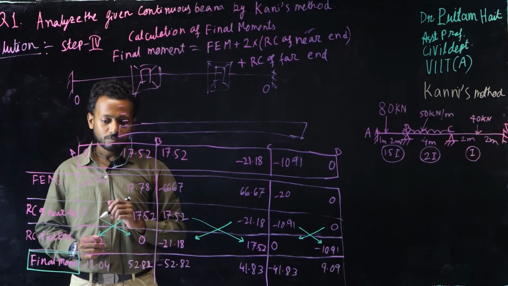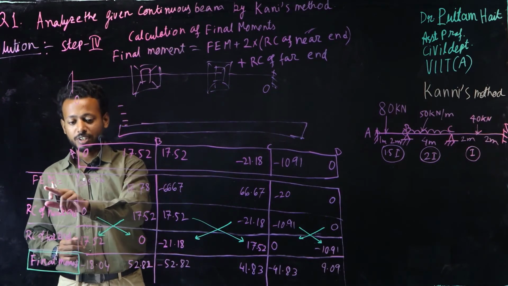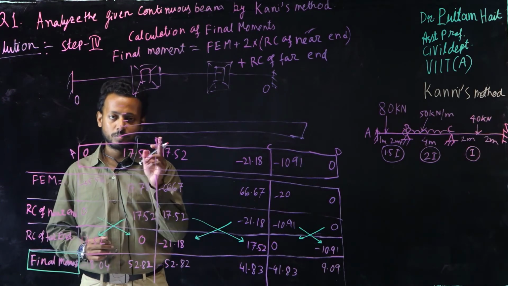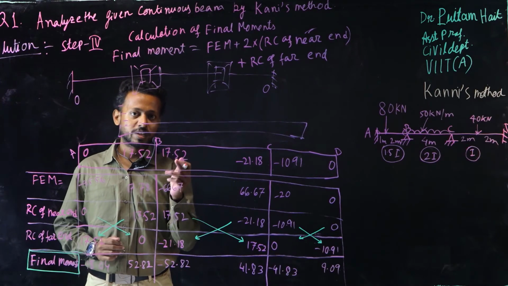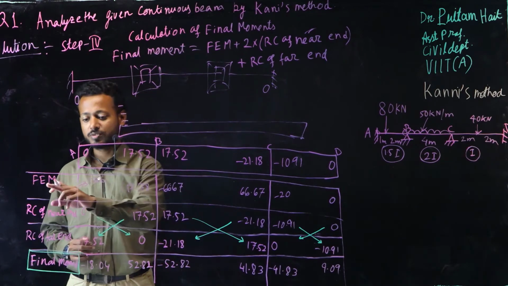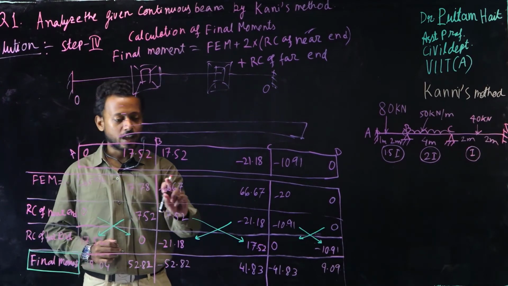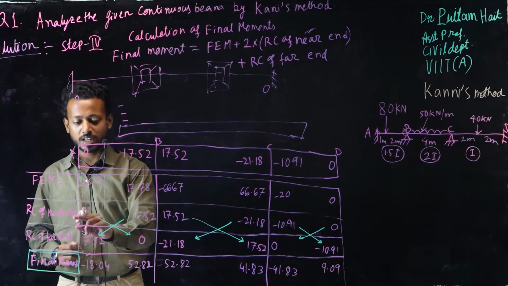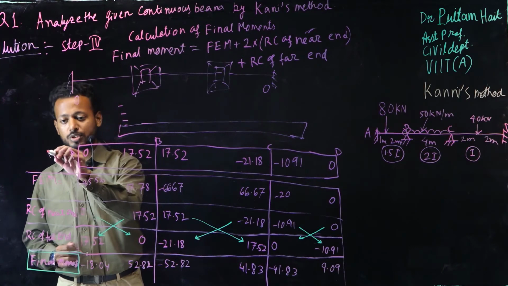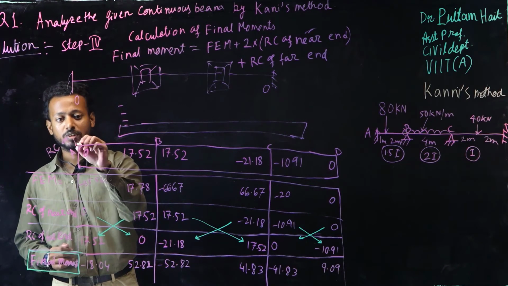Okay, so I have written here the fixed end moment that I calculated: WL square by 12, WL by 8, WAB square by L square, WA square B by L square, that is the fixed end moment at the different joints. Next you have to add the rotation contribution of the near end. This is the rotation contribution of the near end.